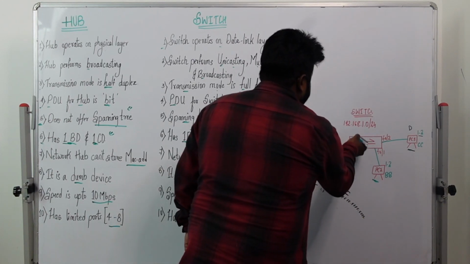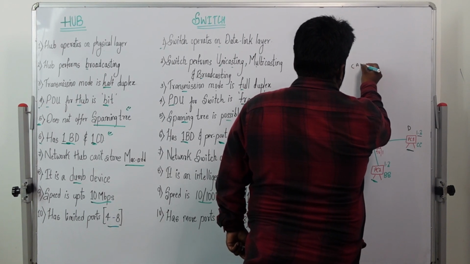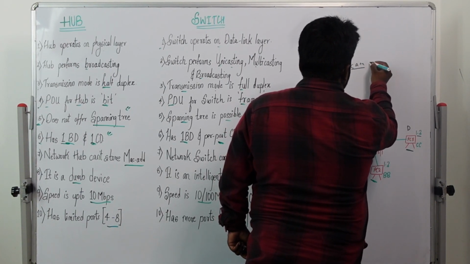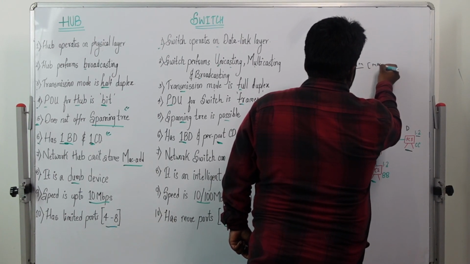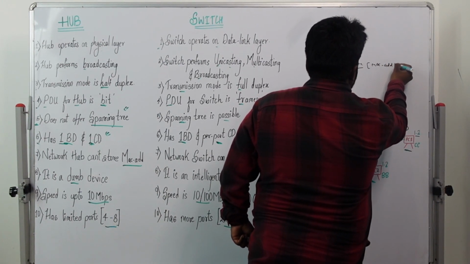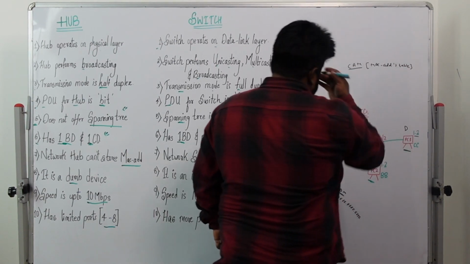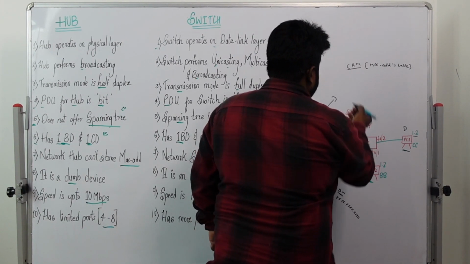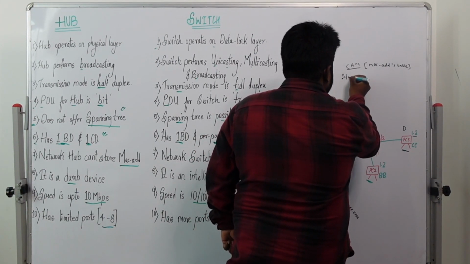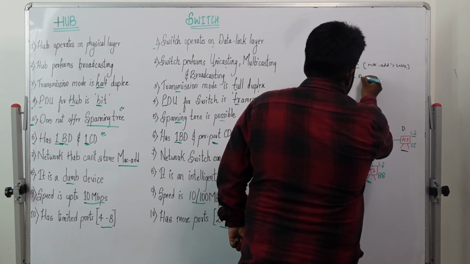Now, if you see here, we call the switch intelligent because it has something called a CAM table. We call it content addressable memory, or we also call it the MAC address table. So in the MAC address table, once the ARP request reaches the switch, what the switch will do is, on F0/0, it will register the source MAC, that is AA.